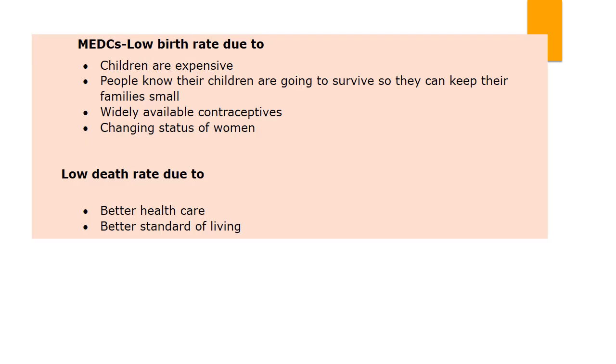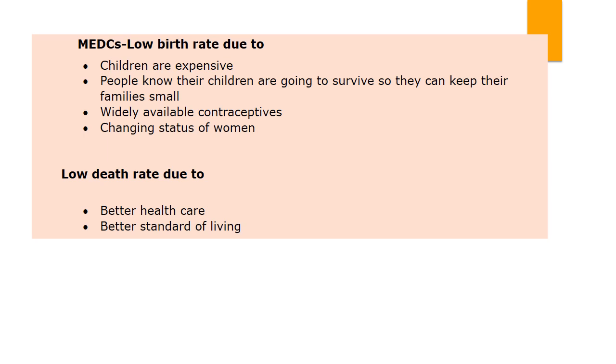The reason is that in MEDCs there is a low birth rate because children are expensive. People know their children are going to survive, so they can keep their families small. Yes, the mortality rate has come down, so they are planning for having only 2 children. Contraceptives are widely available, and the status of women is changing.